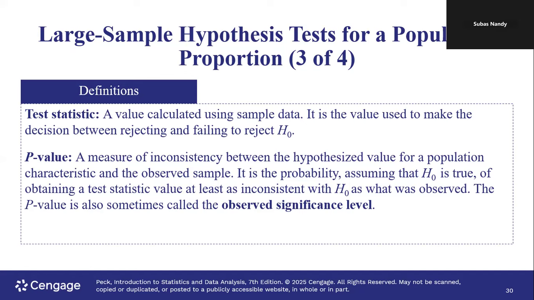Again, reading: it is the probability, assuming that H0 is true, of obtaining a test statistic value at least as inconsistent with H0 as was obtained. So if the test statistic is too far away from the value that we have assumed in the null hypothesis for the population proportion, then we do not support H0, as you will see. So the p-value is the probability of obtaining a test statistic at least as extreme as what we have obtained.